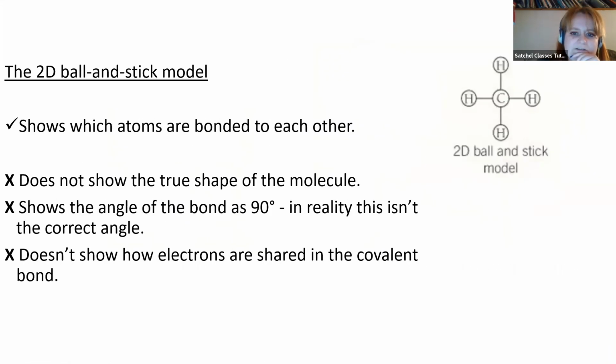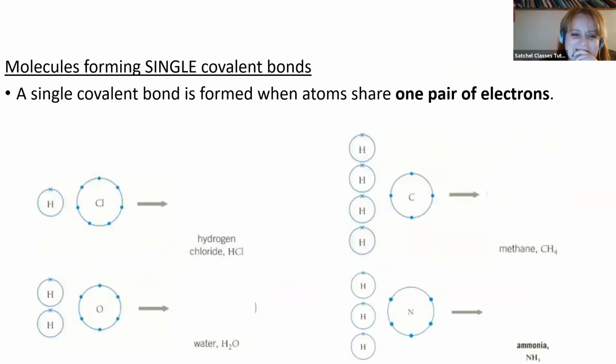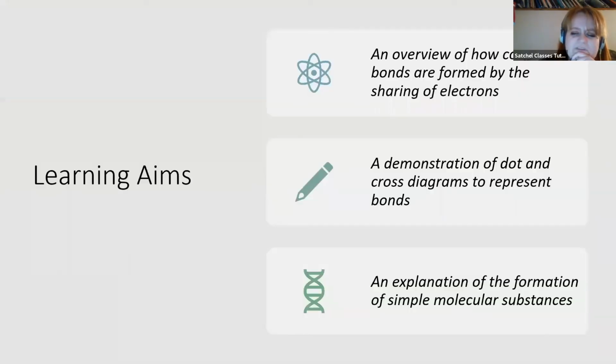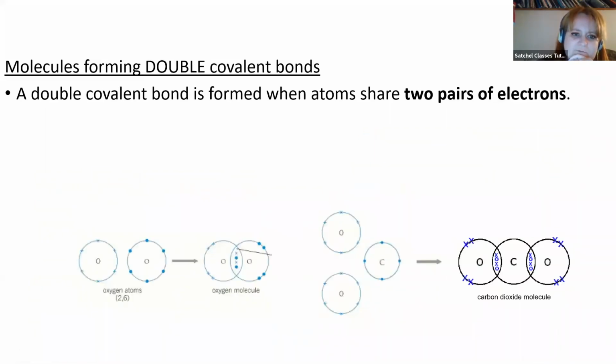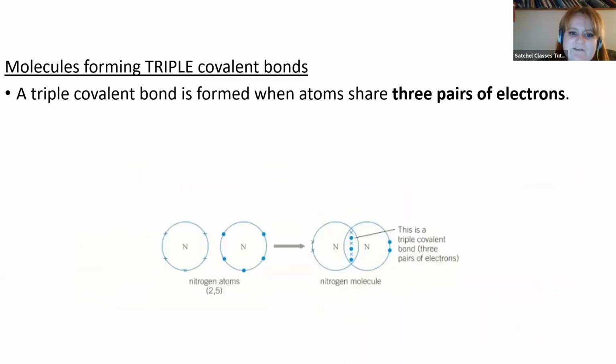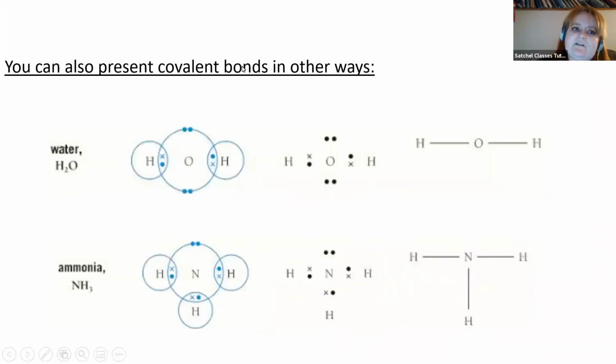Just to go over things, to give you a little bit of a taste of giant covalent. We looked at an overview of how covalent bonds are formed by the sharing of electrons. We looked at dot and cross diagrams to represent bonds. They're the most important things at GCSE level. Then we looked at an explanation of the formation of simple molecular substances. These are all simple molecular substances. I keep saying it, but it's very important.